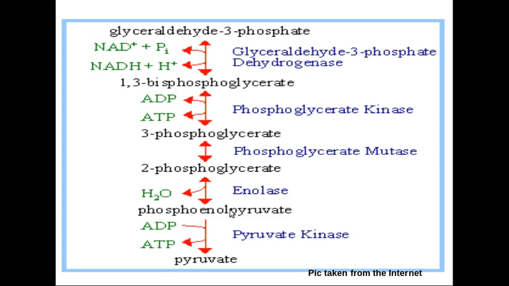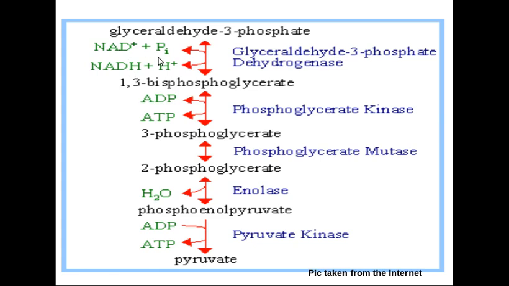Glyceraldehyde 3-phosphate then is acted upon by the enzyme glyceraldehyde 3-phosphate dehydrogenase. Here NAD is converted to NADH to form 1,3-bisphosphoglycerate. 1,3-bisphosphoglycerate is then acted upon by the enzyme phosphoglycerate kinase to produce 3-phosphoglycerate. During this reaction, a high energy bond is produced. ADP is converted to ATP. This is an example of a substrate level phosphorylation.